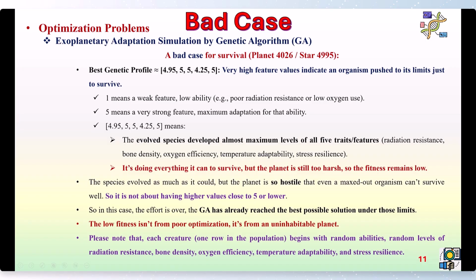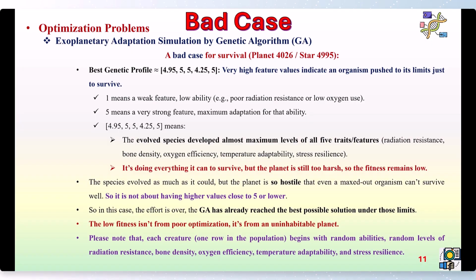So the species evolved as much as it could, but the planet is so hostile that even a maxed out organism cannot survive well. So it is not about having higher values close to 5 or lower. In this case, the effort is over. The genetic algorithm has already reached the best possible solution under those limits. The low fitness isn't from poor optimization, it's from an uninhabitable planet.